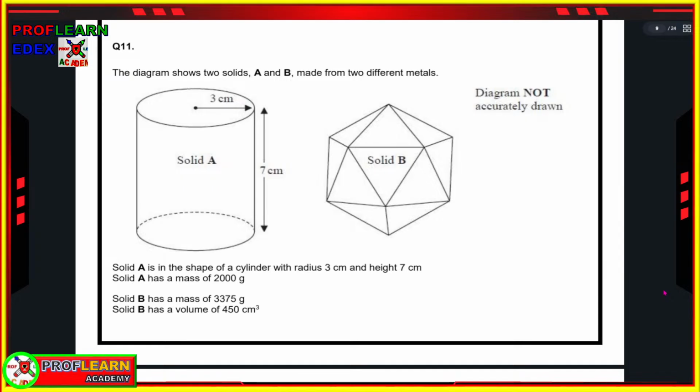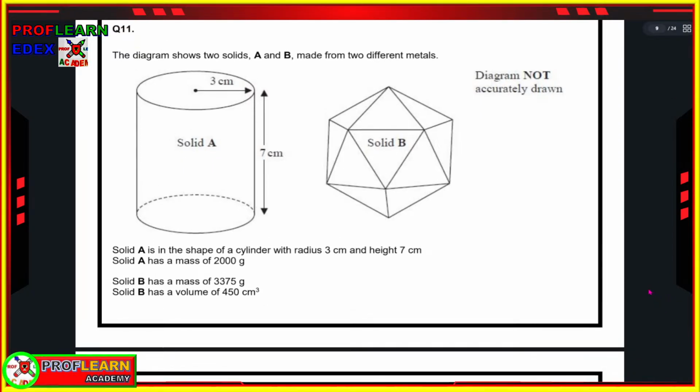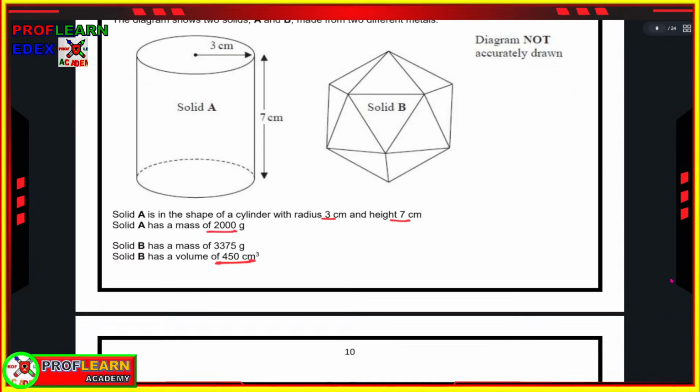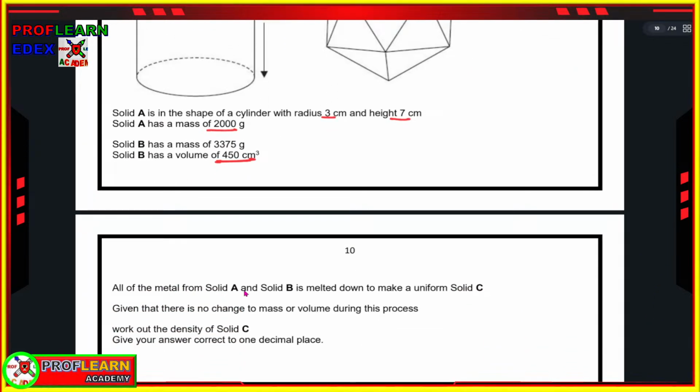Right, the next part is volume, area, scale factor, similarities, and enlargement. We are told that we have solid B and solid A. Solid A is in the shape of a cylinder with radius 3 and height 7. Solid A has a mass of this. Solid B has a mass of 375. Solid B has a volume of that. All the metal from A and B is melted to make uniform solid C. Given that there is no change in mass or volume during the process, work out the density of C.